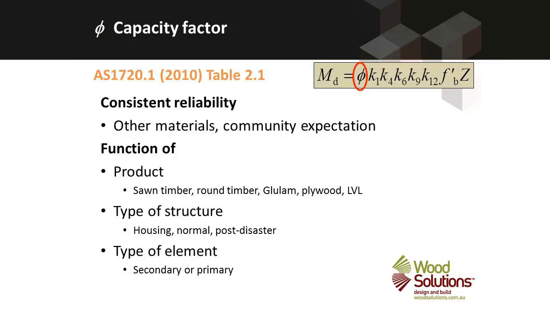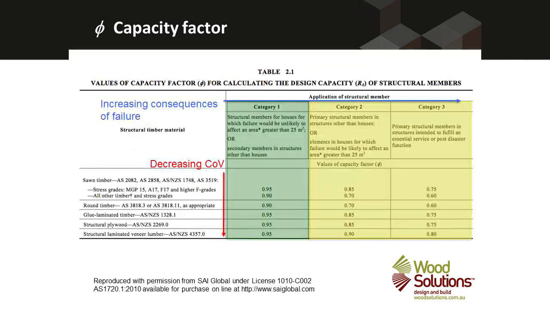It's a function of the product. It's a function of the building in which that product is going to be used and the type of element it is going to be used in. So the capacity factor table looks like this. In the left-hand column, you can see the different timber products.